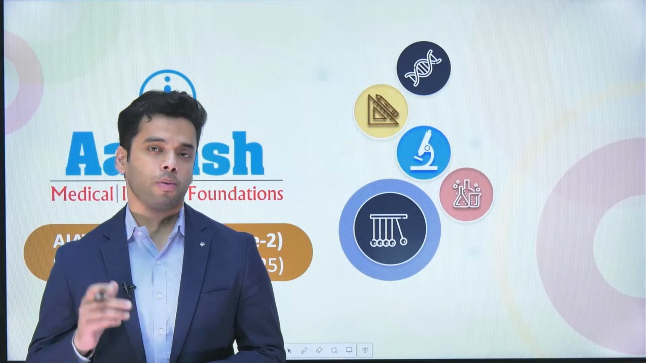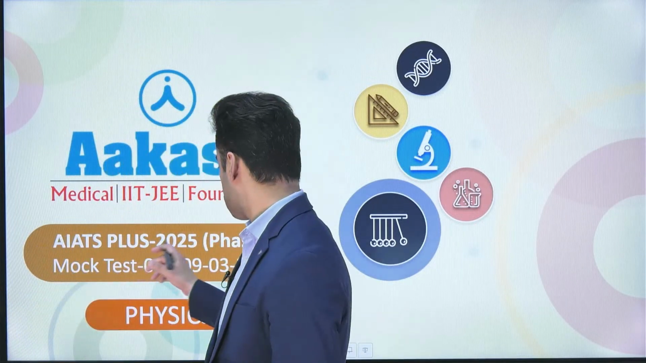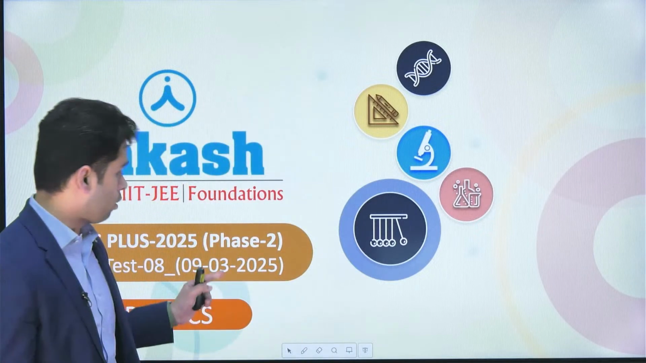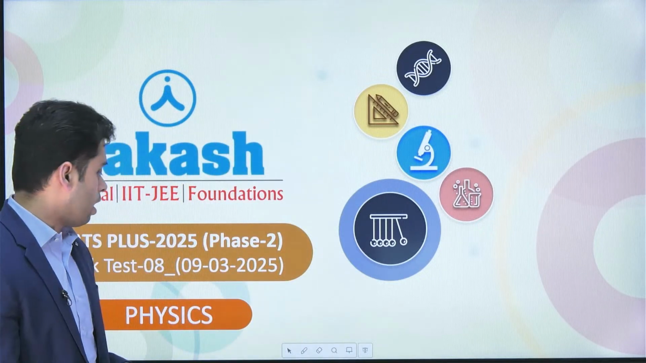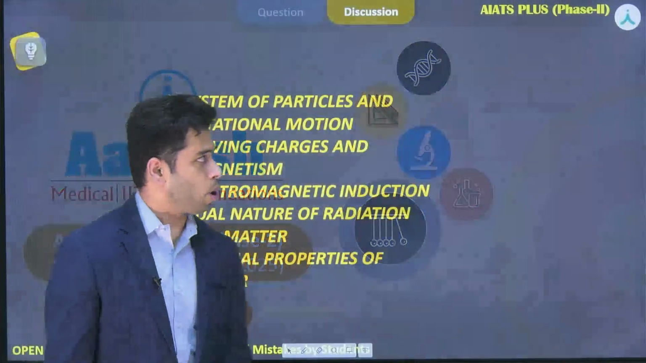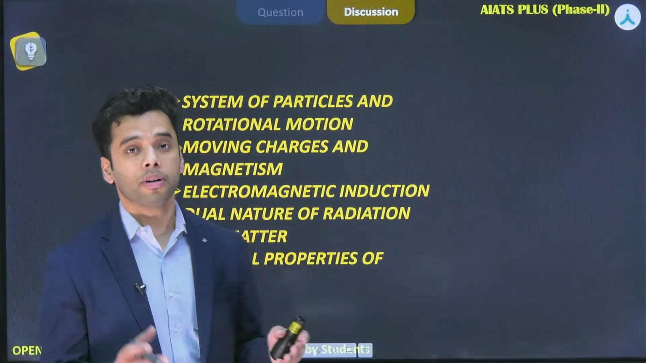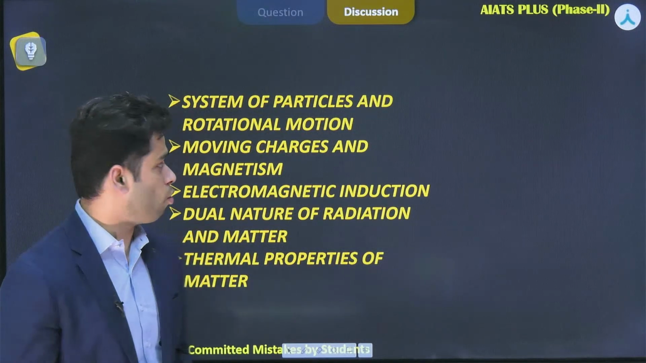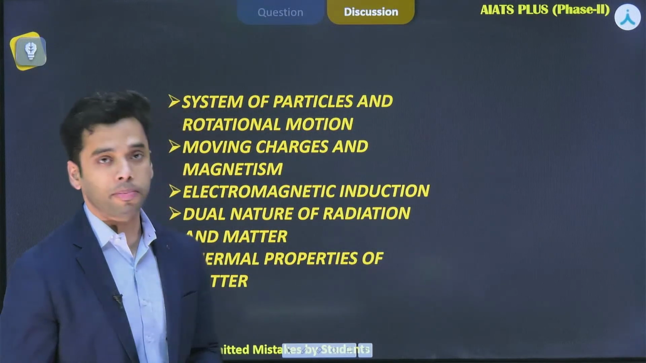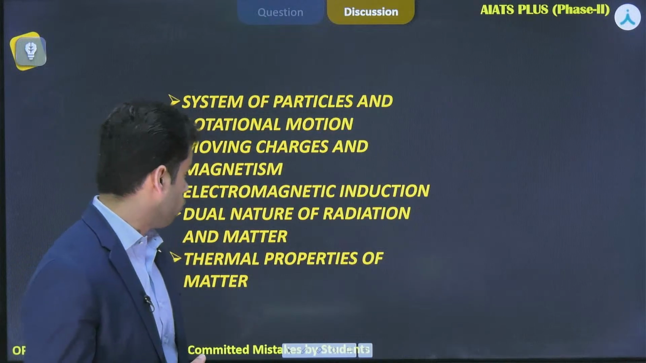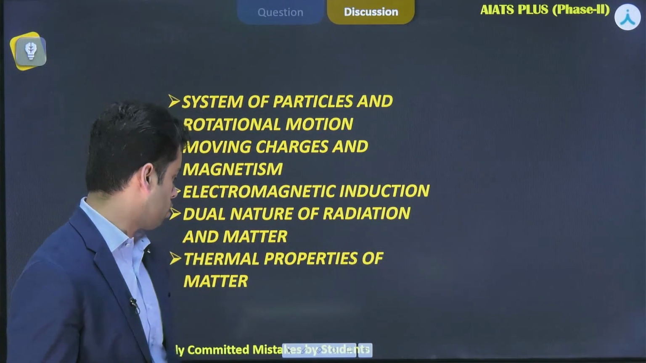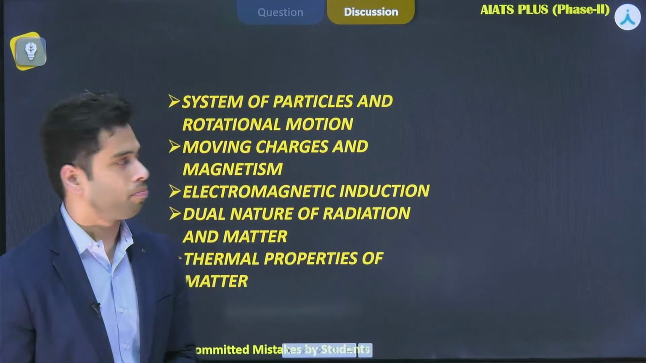We will be discussing problems of the paper AIATS PLUS 2025 Phase 2 Mock Test 8 that was conducted on 9th of March 2025, and I will be taking the problems of these chapters. The first chapter is System of Particles and Rotational Motion. The second chapter is Moving Charges and Magnetism. Third chapter is Electromagnetic Induction. Fourth is dual nature of radiation and matter, and fifth one is thermal properties of matter, right?